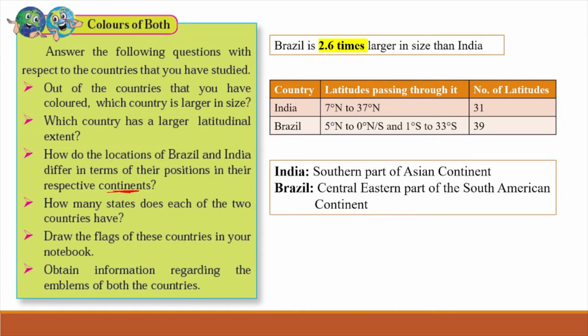How many states do each of the two countries have? This is static data. India has 28 states at present, and Brazil has 26 states.